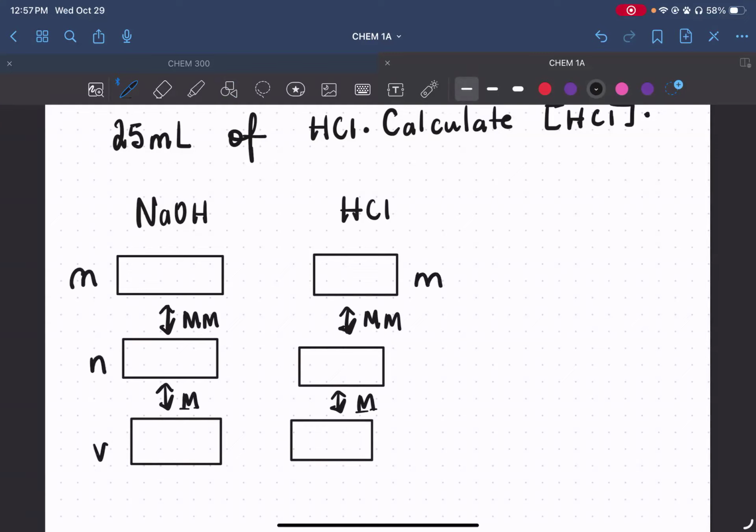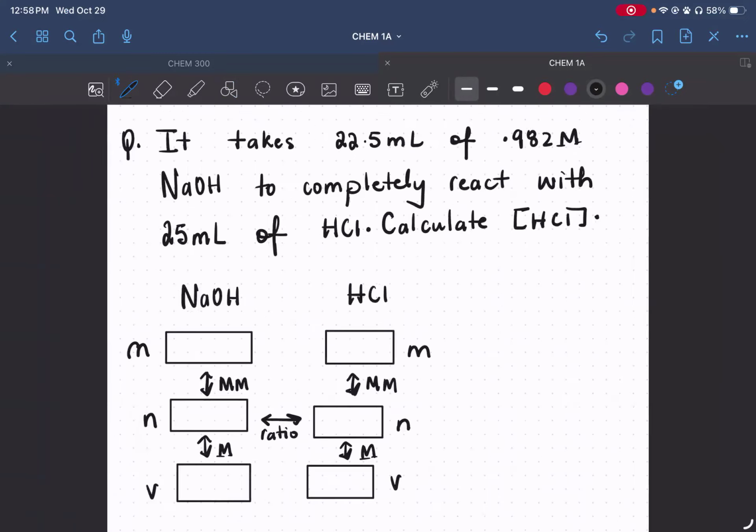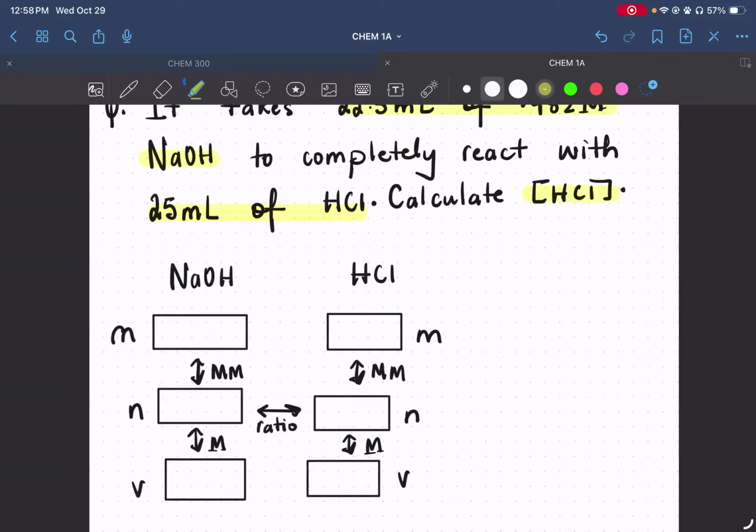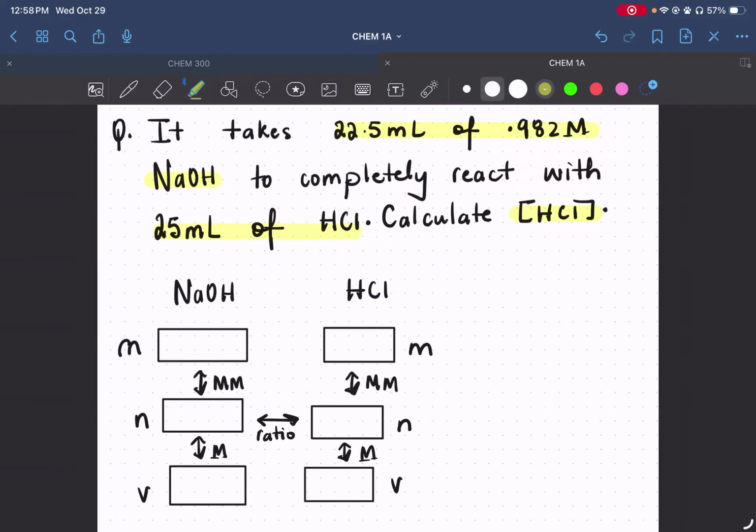All right. So here is our general roadmap based on the written question. We can fill it in and determine what we're trying to solve. We're told some information about the sodium hydroxide. We're told some information about the HCl, and we're trying to calculate the concentration of HCl. We can plug these values into our roadmap, starting with the sodium hydroxide.